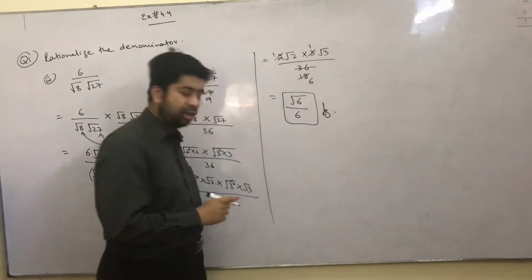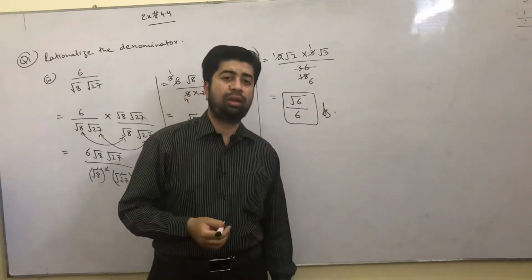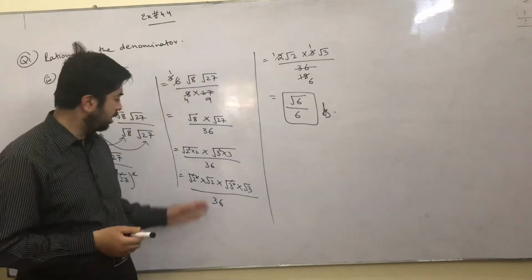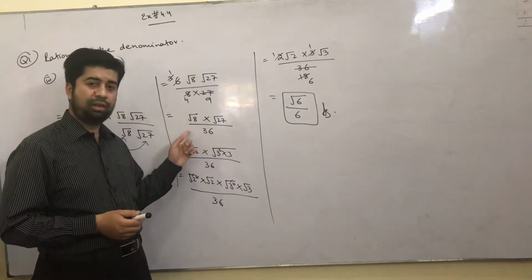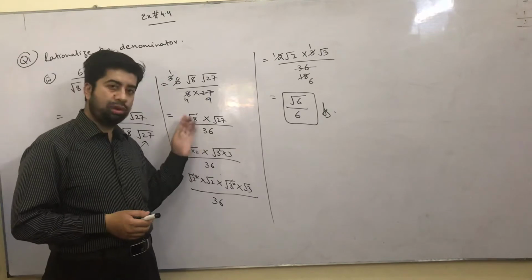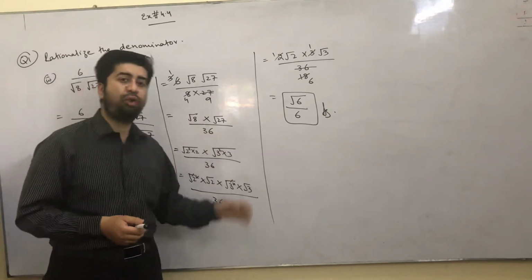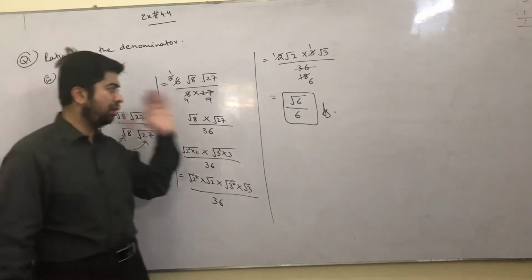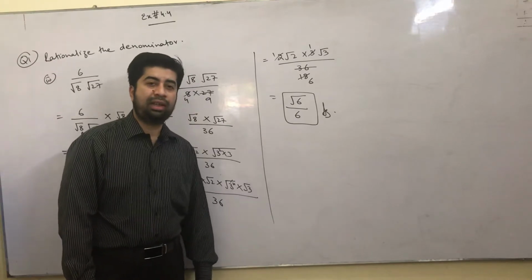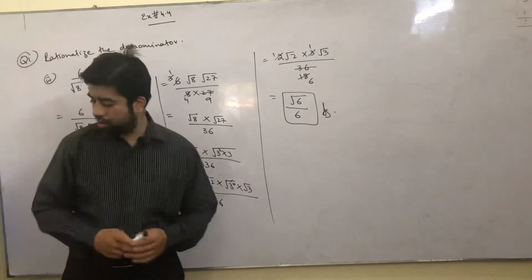So this can be the answer in your book on the last pages, but this can be the answer because you can see that in this portion the denominator is away from any irrational number, and in this portion the same thing has happened.